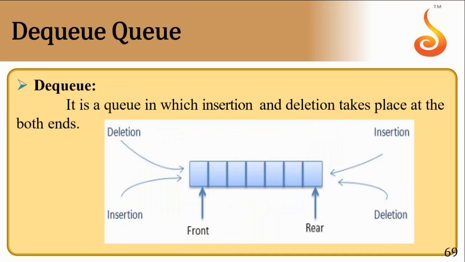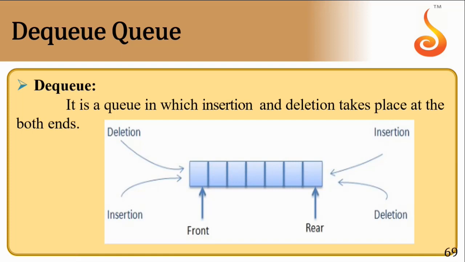The next is DQ or double-ended queue. A DQ, or double-ended queue, is a linear list in which elements can be added or removed at either end but not in the middle. A normal queue is what? Insertion happens from the rear and deletion happens from the front. Whereas in a double-ended queue, elements can be inserted and removed at both ends but cannot be deleted from the middle. That sequential order you cannot change.